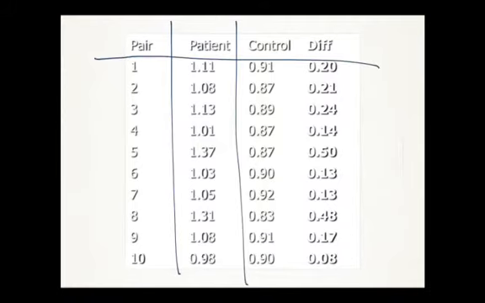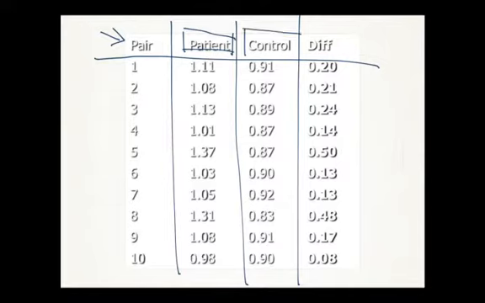Okay, so now we have matched pairs, remember? That's why this says pair. A pair consists of one patient, those are the people with MS, and a healthy control, and then we have this measure on each of them, and then the difference. So the patient had 1.11, the control had 0.91, and the difference between these is 0.2.